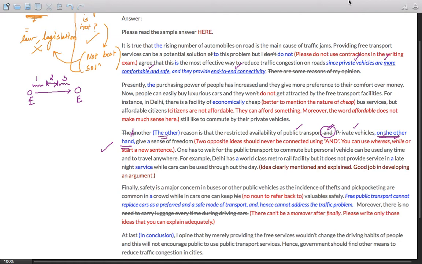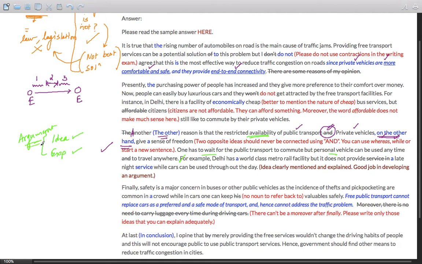Okay, now another important point is that the student has explained the restricted availability of public transport. So one has to wait for public transport to commute, but a personal vehicle can be used anytime to travel anywhere. And he has given an example. So though the sentences can be better written and there are a few mistakes, however, the best part is that the idea is clear and the explanation is adequate. This is what is required primarily to develop a good argument. So the argument is well developed.